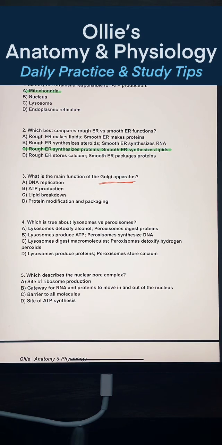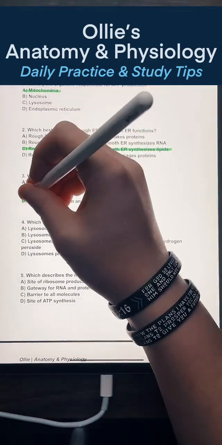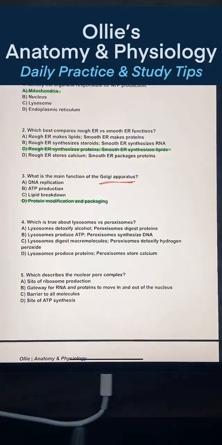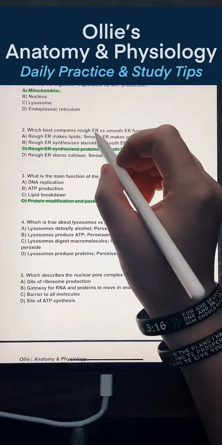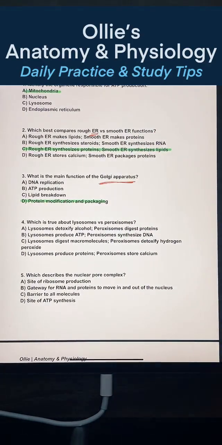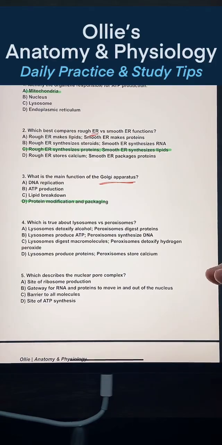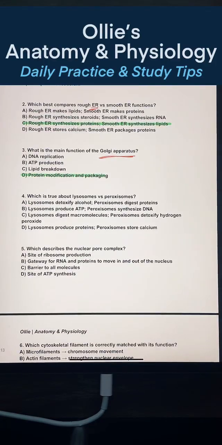I appreciate it. But number 3, the answer is D. It is our protein modification and packaging. Proteins from the ER are going to be modified through glycosylation, phosphorylation, and they're sorted into vesicles in the Golgi. Number 4, what is true about lysosomes versus peroxisomes? A, B, C, or D?